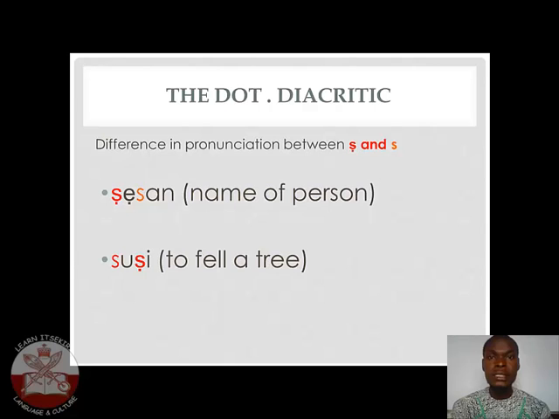These are the distinctive features that enable you pronounce and write in Itsekiri.